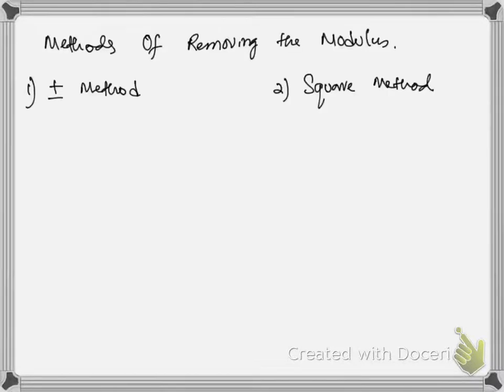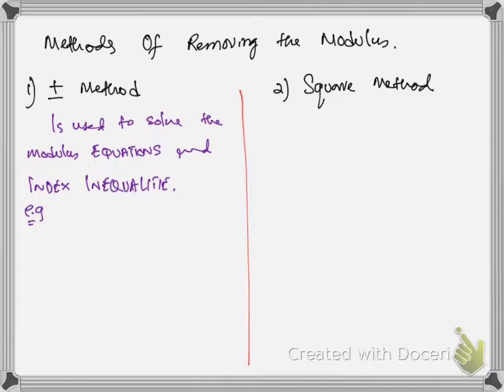There are two methods to remove the modulus. Method number 1 is plus minus method, and number 2 is square method. The plus minus method is used to solve the modulus equations and index inequalities. For example, we use plus minus method to solve the modulus equations, algebraic equations like this. In this equation, we use plus minus method.